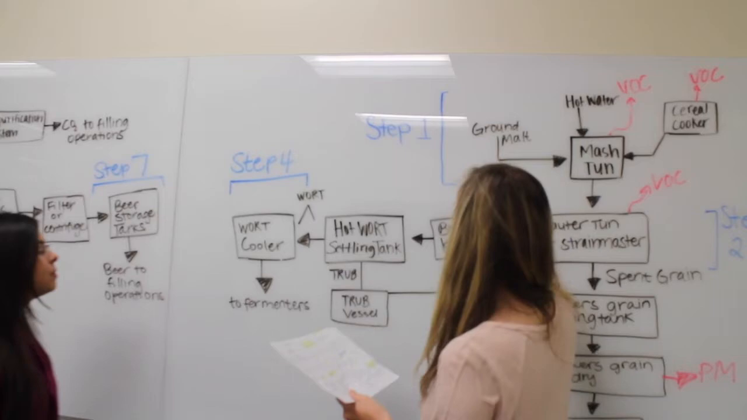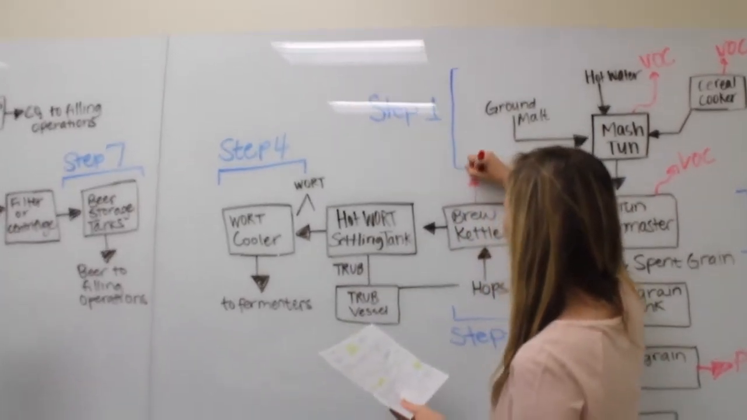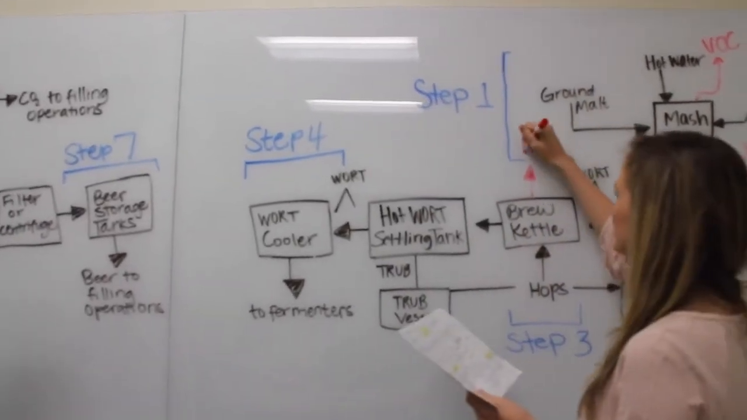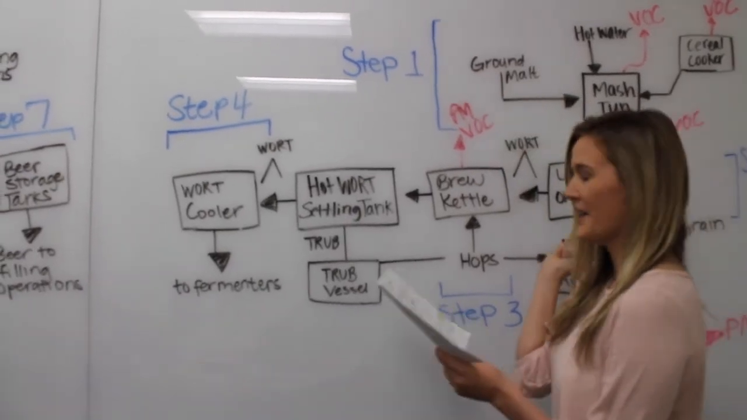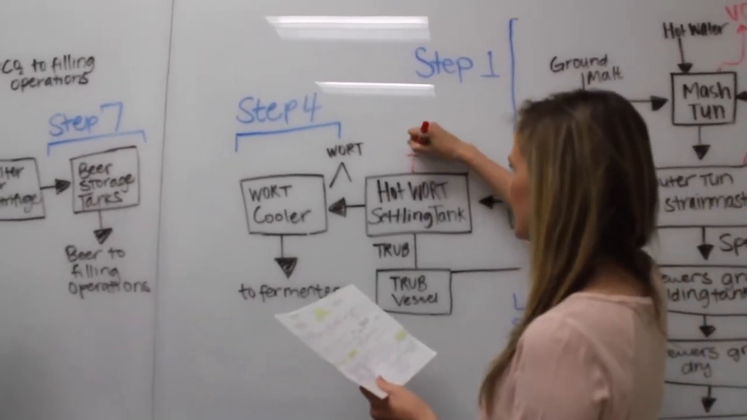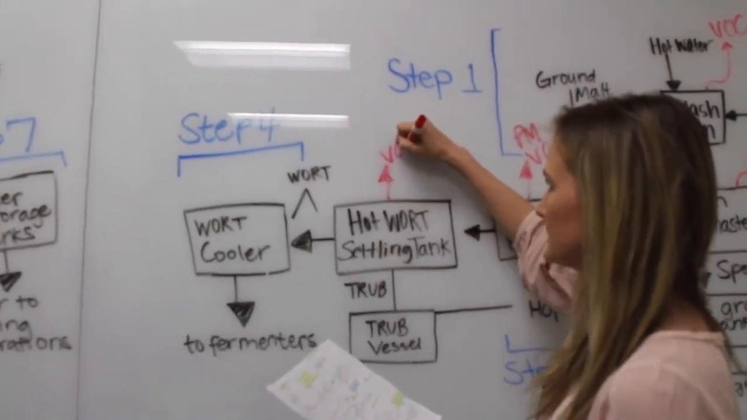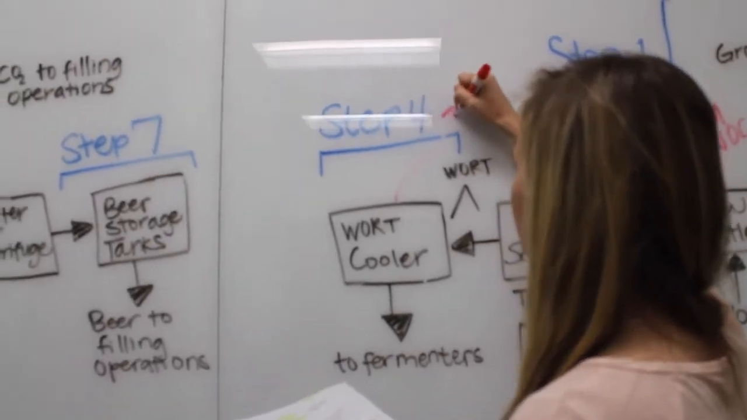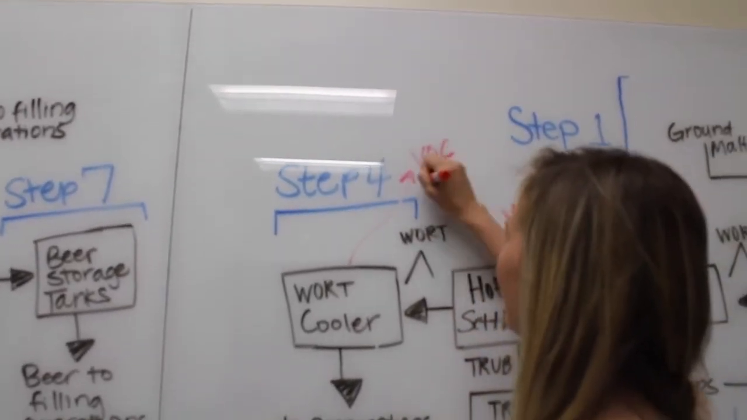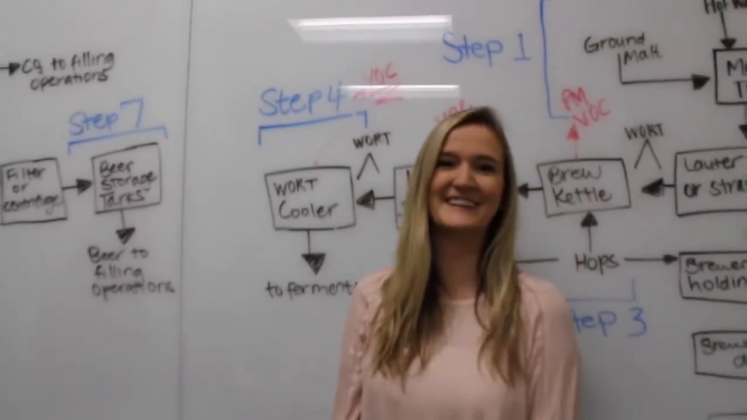Exactly. And from the brew kettle, we have more emissions. There are PM emissions here as well as VOC emissions. From the hot wort settling tank, we have some major VOC emissions. And lastly, from the wort cooler, we see even more VOC emissions.